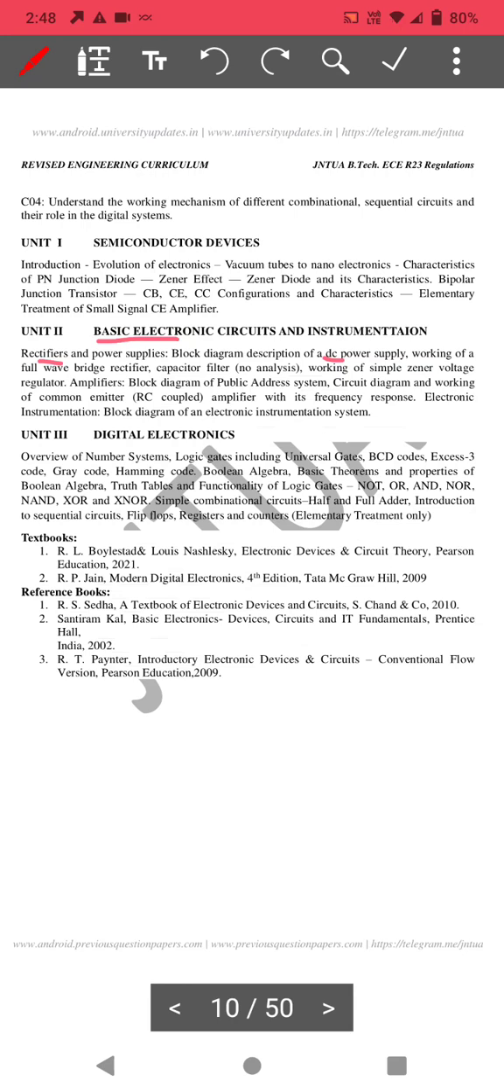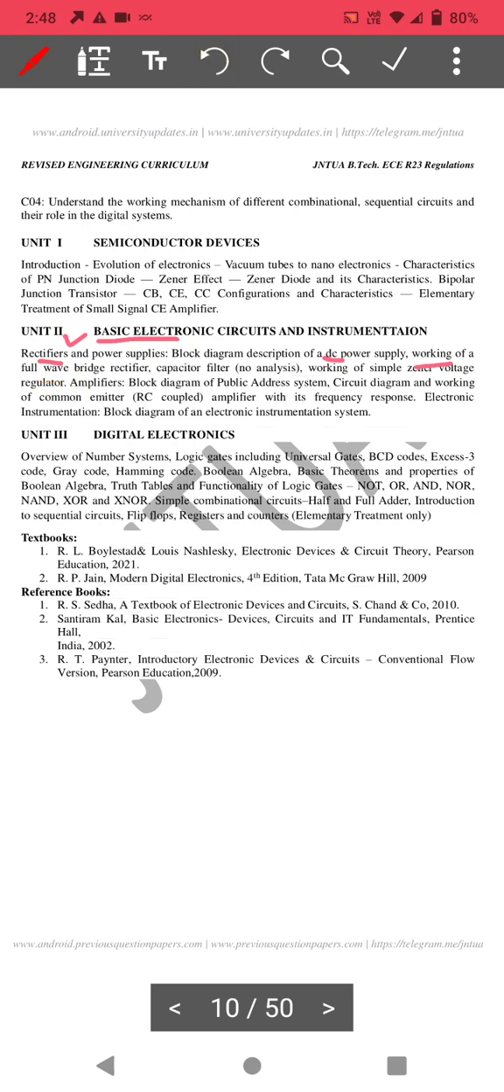What are the rectifiers and their types? There are two types, half wave and full wave, and the full wave bridge rectifier also. Explain the full wave bridge rectifier with a neat diagram and waveforms, and how it works. Similarly, explain the half wave rectifier with a neat diagram. You have to learn what a rectifier is and how it produces DC output from AC. The working of a full wave bridge rectifier, with filter and without filter analysis, is also very important.